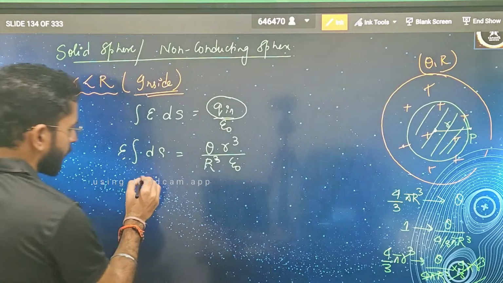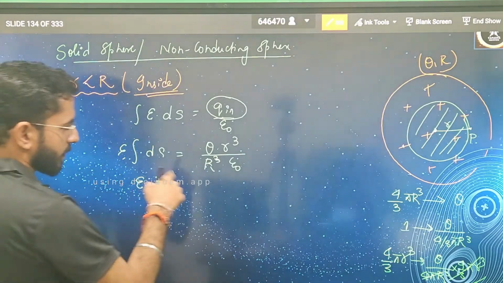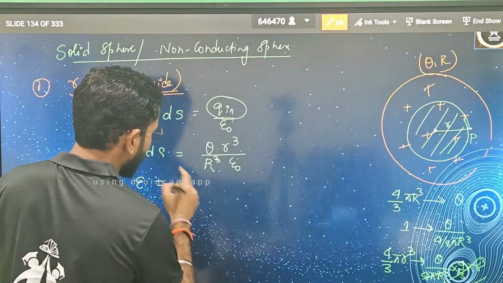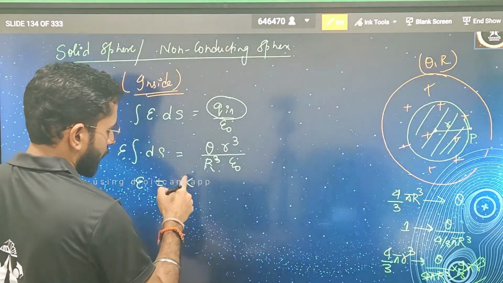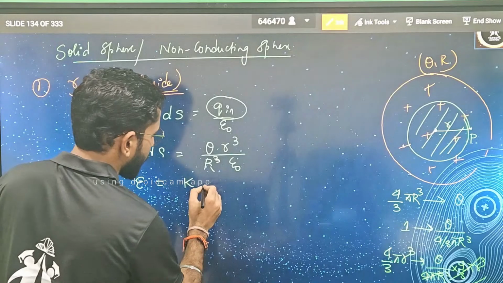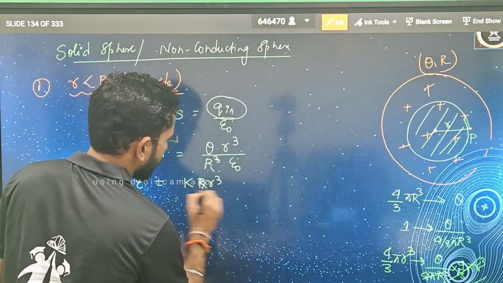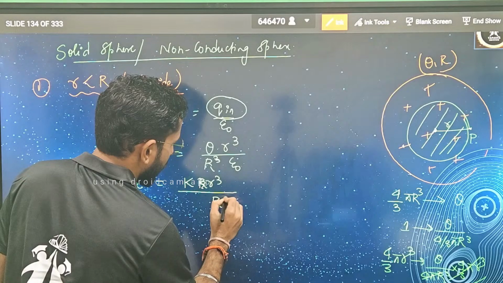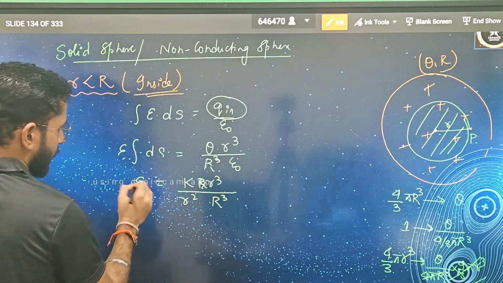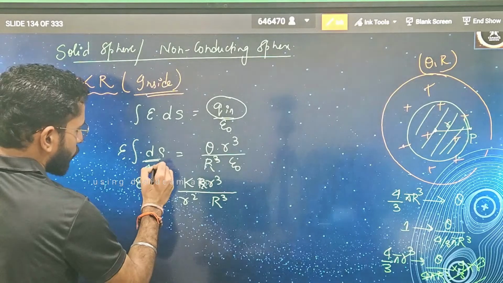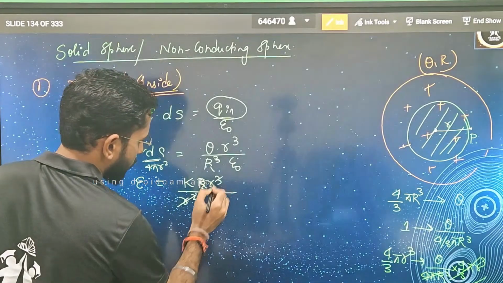Now integration of ds will give you how much? 4 pi r square. 4 pi r square is the total surface area, and take it here. You write 4 pi into epsilon naught, it will make it k, and here it was coming how much? R square. That means k, small r cube divided by capital R cube is remaining, and here it was coming a factor of r square, because here it was what? It was nothing but 4 pi small r square. Now take it here. This will get cancelled out.